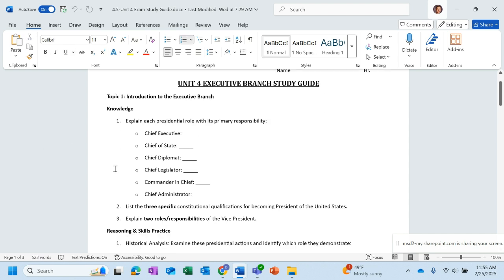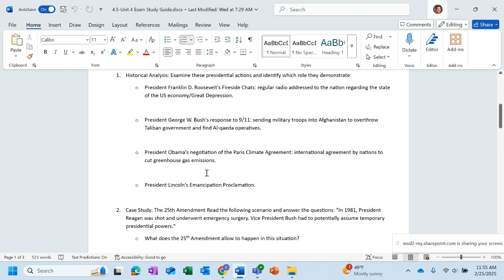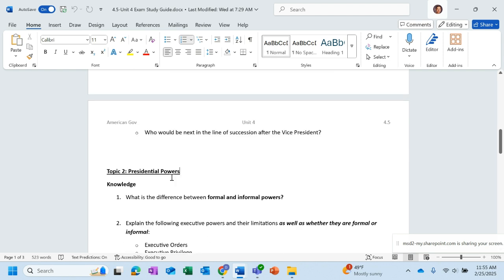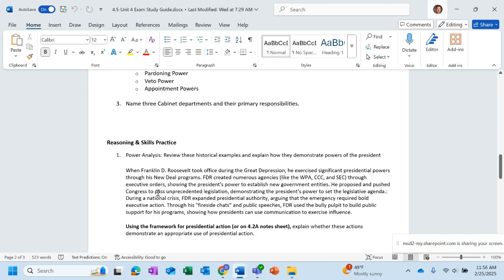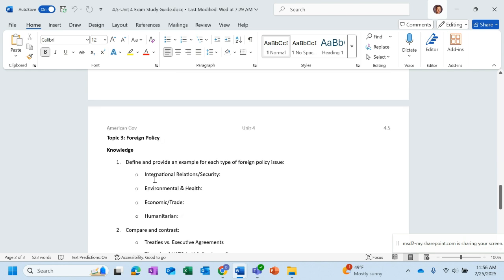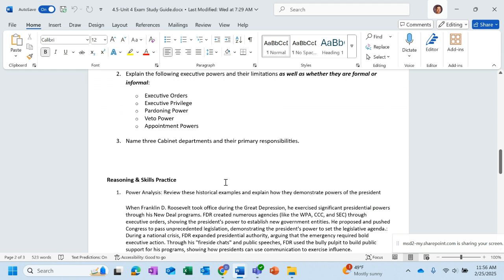Okay, but there's going to be a practice 3.0 and a 4.0 extension, and then we'll have a topic 2 on presidential power. Same thing. There'll be some knowledge questions. Then there will be reasoning and practice, and then practice reasoning and skills, and then same thing with foreign policy. So I'm going to go through the review guide.